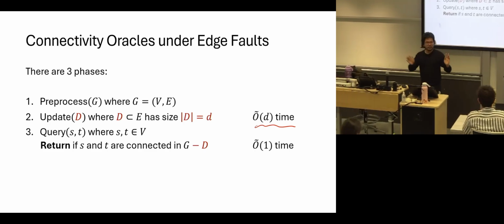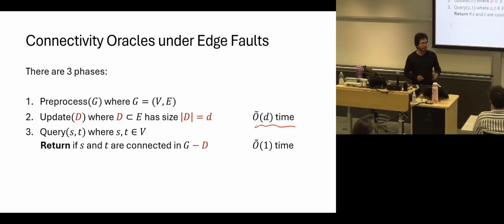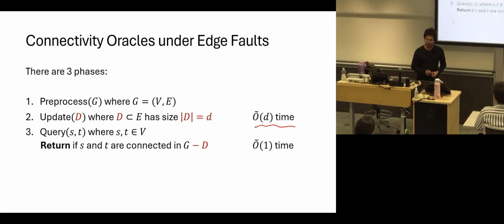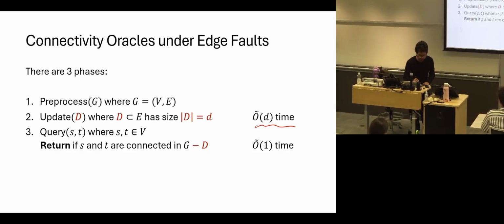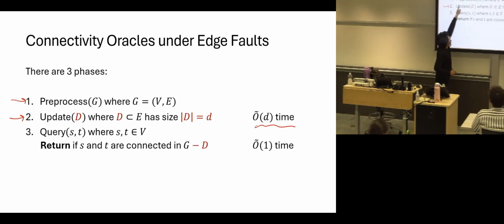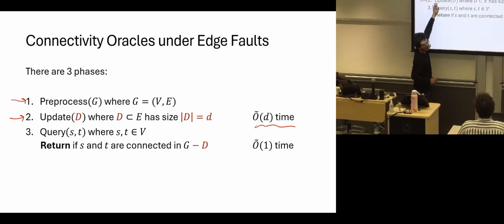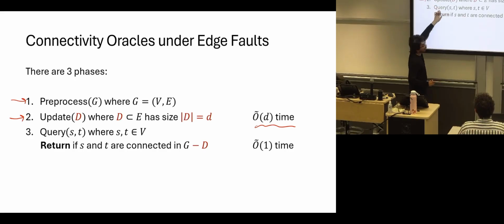Okay, does it make sense? This is the problem. Is D given originally in the problem, or like some initial set D? No, D is given at this point. At this point you don't know what D is, and at this point you just know D. You don't know S and T, and at this point now you know S and T.